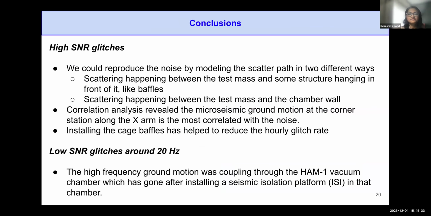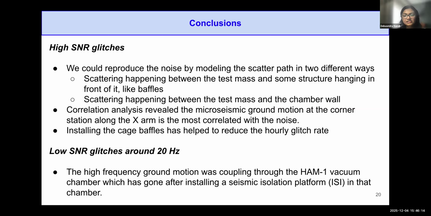So here are the conclusions. For the high SNR glitches, we have modeled the noise in two different ways, assuming two different scatter paths. One is scattering happening between the test mass and some structure like the baffles, which is hanging in front of it. And the second scatter path that we assumed was scattering happening between the test mass and the chamber wall. Then we did the correlation analysis, and that revealed that the microseismic ground motion at the corner station along the X-arm is the one which is most correlated with the noise. And installing cage baffles has helped to reduce the rate of these glitches quite a lot.